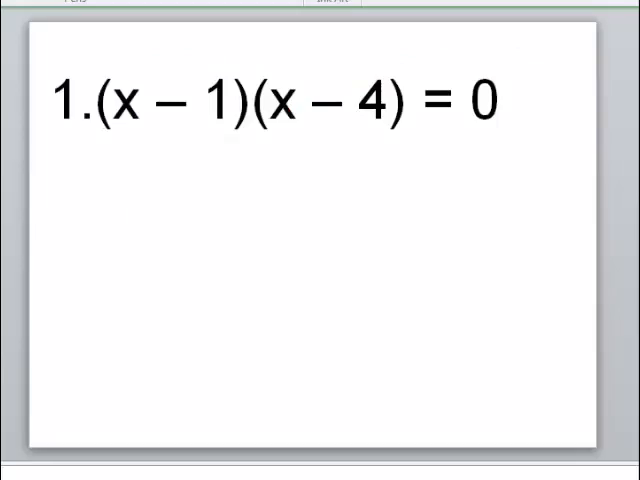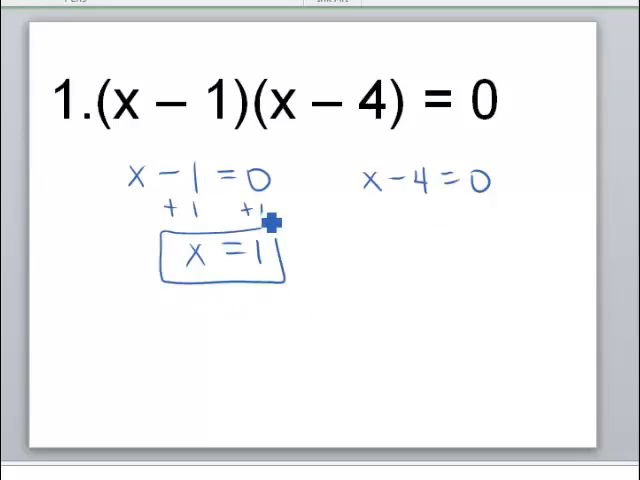Let's look at one of these examples. Here we're going to say, this is already factored, so this one's really easy to set up. We're going to say x minus 1 equals 0, or x minus 4 equals 0. When either of those two cases happen, this would be a true equation. So when I add 1 to both sides, we find out that x equals 1. This is one of my solutions. And then when I solve the other equation, I get x equals 4. So this equation actually has two solutions, 1 and 4.